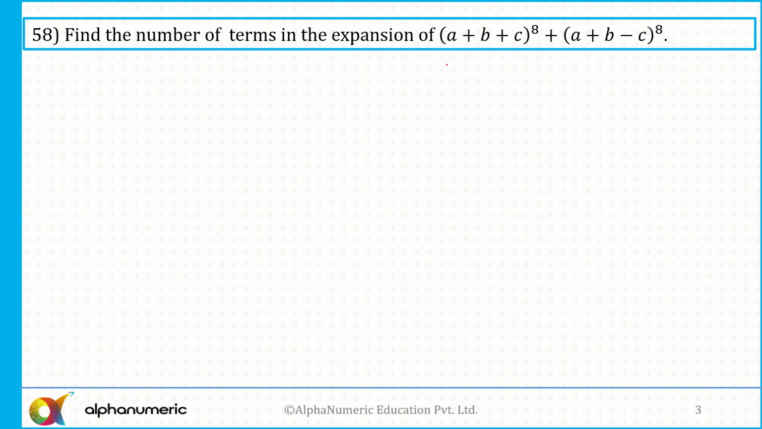Similar question here. Number of terms. Now this is the summation here. Now what happens in case of summation? Like if I say a plus b whole square, so we know there will be 3 terms, yes or no? What are the 3 terms? A square plus 2ab plus b square.